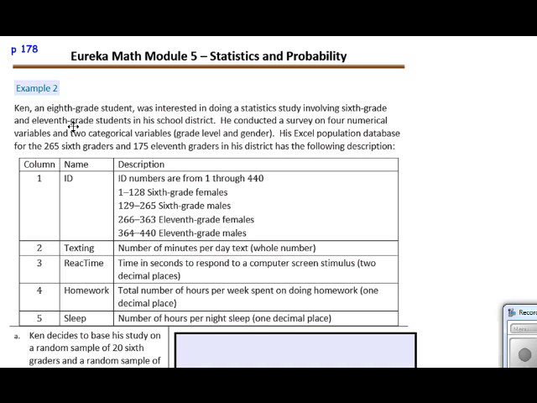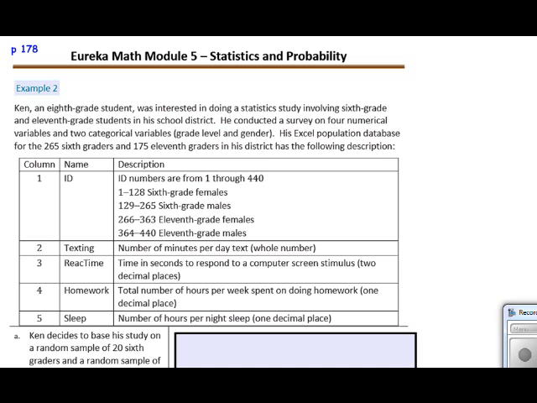This is example 2. Ken, an 8th grade student, was interested in doing a statistics study involving 6th grade and 11th grade students in his school district. He conducted a survey of 4 numerical variables and 2 categorical variables, grade level and gender. His Excel population database for the 265 6th graders and 175 11th graders in his district has the following description. In columns 1 through 5, there is data about the student's ID numbers, number of minutes texting, reaction time, the amount of time spent weekly on homework and sleep.